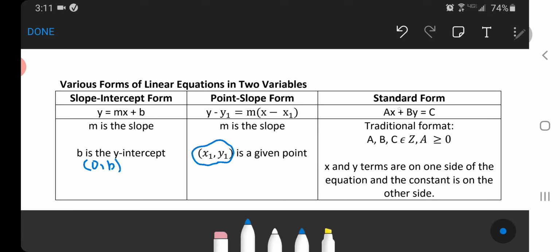And then lastly, we got our standard form of ax plus by equals c, where a, b, and c have to be integers. Once again, integer means -3, -2, -1, 0, 1, 2, 3. Not a fraction, not a decimal, in the sense of what y'all are used to. And a has to be greater than or equal to 0. Once again, a cannot be a negative number. And your x and y terms are on one side of the equation.